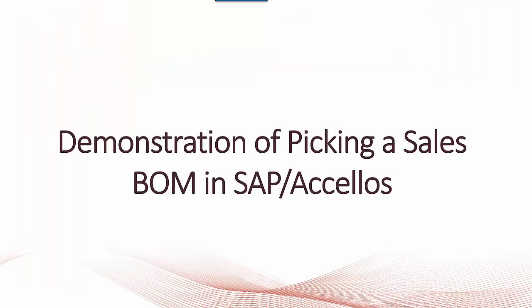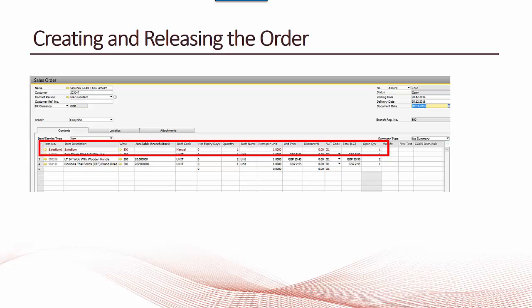I will now discuss how the process works with picking a sales bomb in Accellos. A sales bomb is added as an item to a sales order like any regular item. Once added, the components will then display underneath. The parent item will show as a non-stock item. The rest of the sales order is filled out as normal and added when complete.